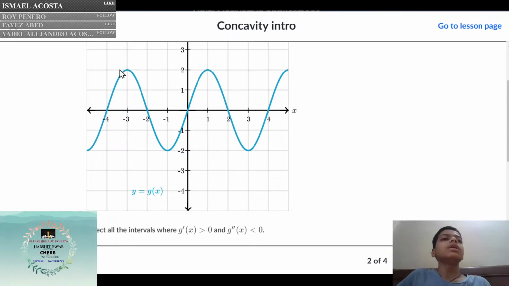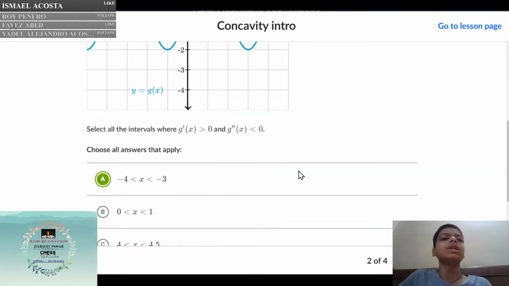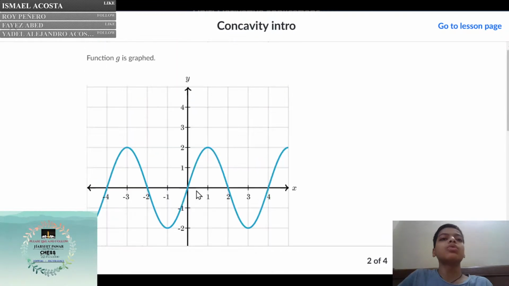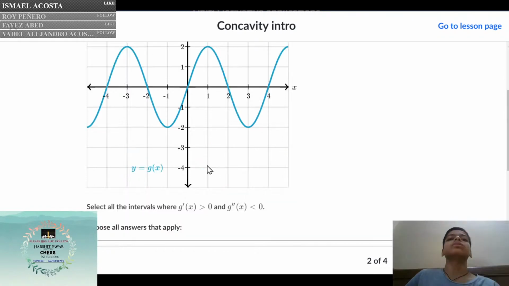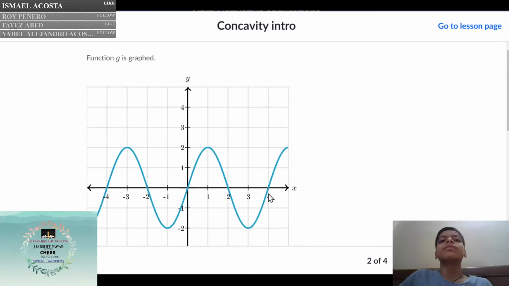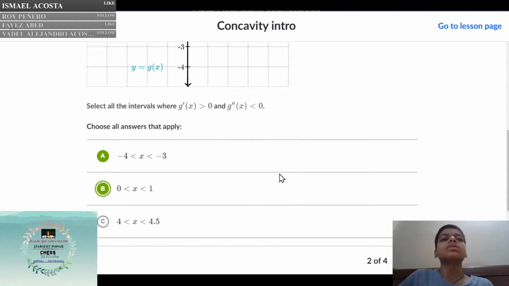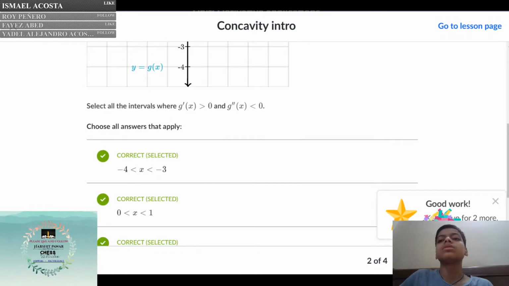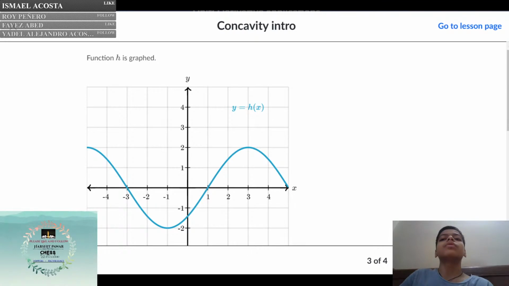We are decreasing then increasing. Yes, we are negative over this interval and that's what it needs. Let's see, from 0 to 1 we are increasing over this interval and we are decreasing. This one is also an option. 4 to 4.5, from here to here, we are increasing and we are also decreasing. These are options. Correct.